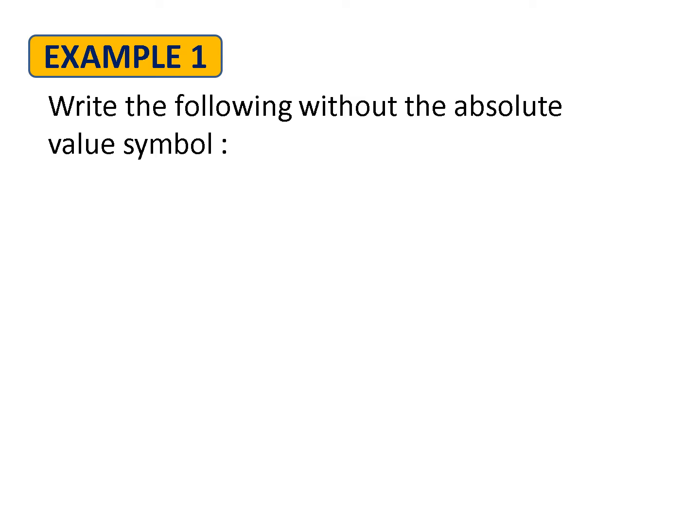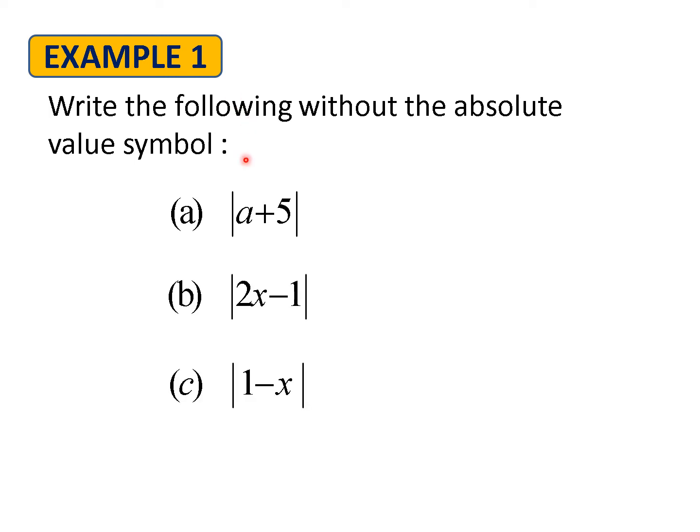Now let's continue into example number 1. So write the following without the absolute value symbol. Apa yang dimaksudkan without absolute value symbol? Maksudnya kat sini, dia tak nak ada tanda palang ni. Dia tak nak ada ni. So, macam mana kita nak buat? Kita akan guna previous definition. Hak 2 tadi tu yang Miss suruh awak hafal tu. Okay, so let's look at part A.